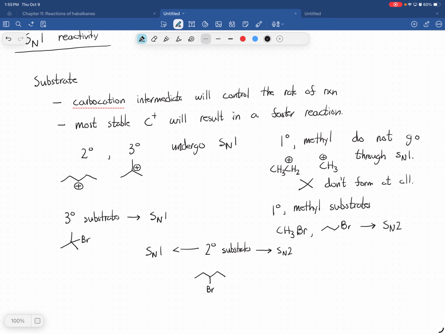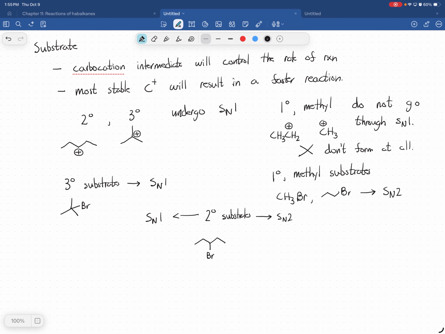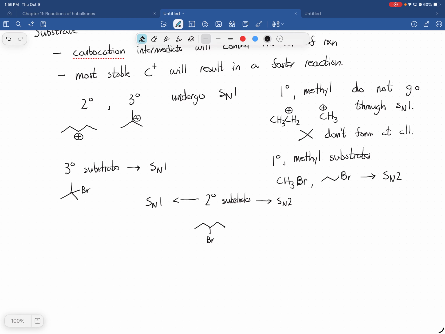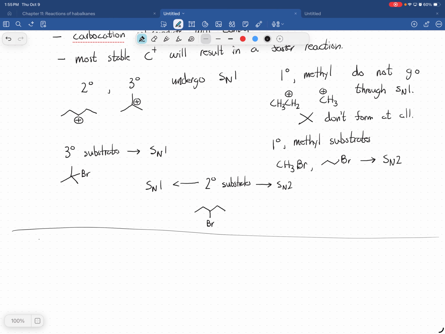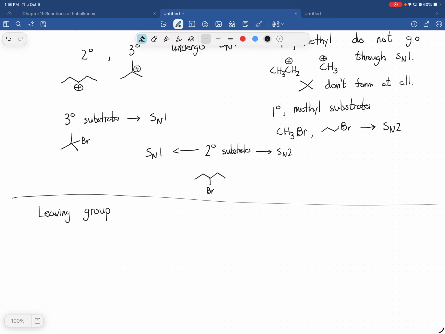But now let's talk about the leaving group. So let's put this underneath here. Leaving group. The leaving group is important for SN1, just like for SN2, because the group has to leave. It's important for both SN2 and SN1.